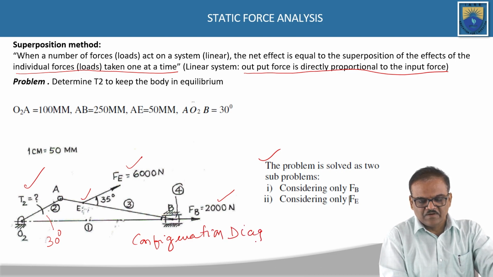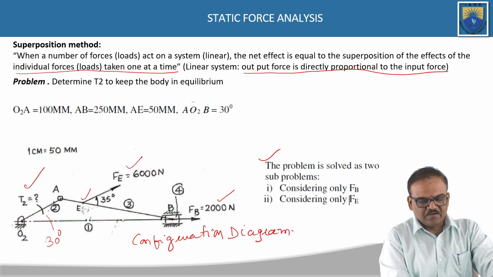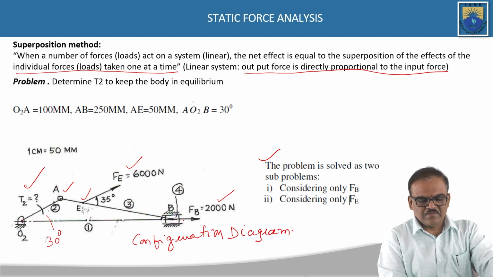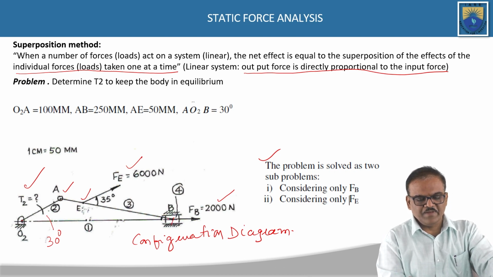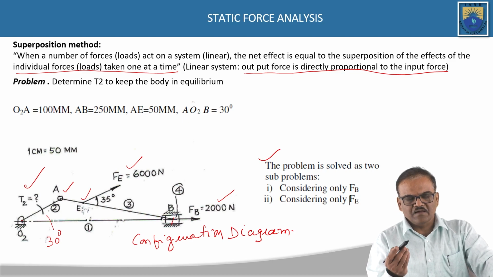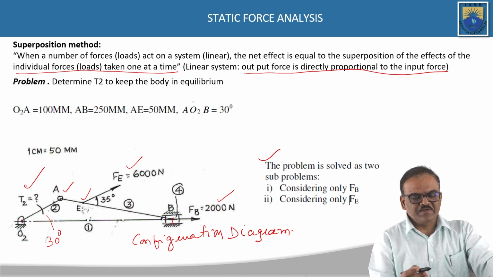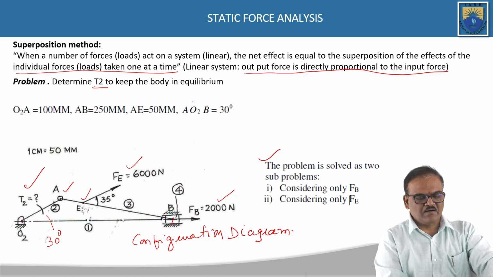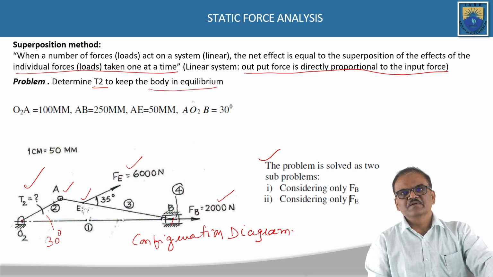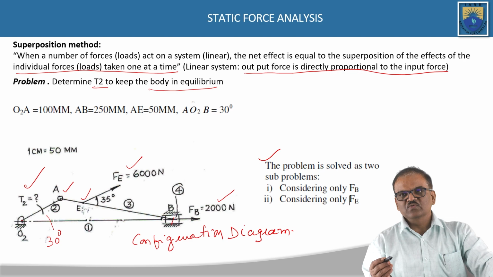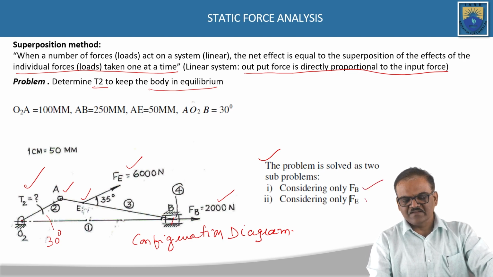To draw this configuration diagram, take the line and from O2 mark A at an angle of 30 degrees, then from A onto the line of stroke mark the point B and join O2, A, B, and that forms the required configuration of the slider crank mechanism. Our objective is to determine torque T2 on link 2 to keep the slider crank mechanism in equilibrium. As we discussed, the problem is solved as two subproblems, considering FB and considering FE.